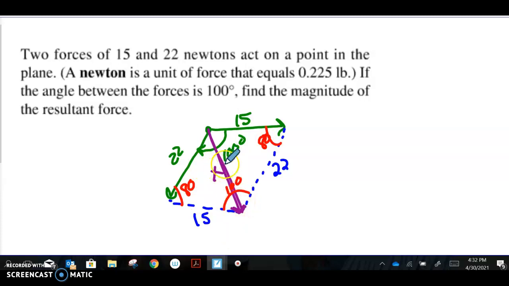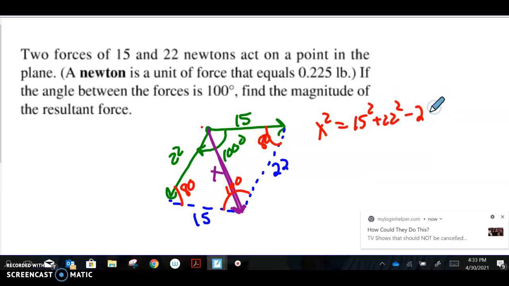Well, it helps me because I'm going to use the law of cosines here. I want this x. I know that x squared equals, I'm just looking at this triangle now, x squared equals 15 squared plus 22 squared minus 2 times 15 times 22 times the cosine of 80. Okay, and that'll give me the magnitude of my vector. The magnitude's about 24 after I do this math and take the square root.